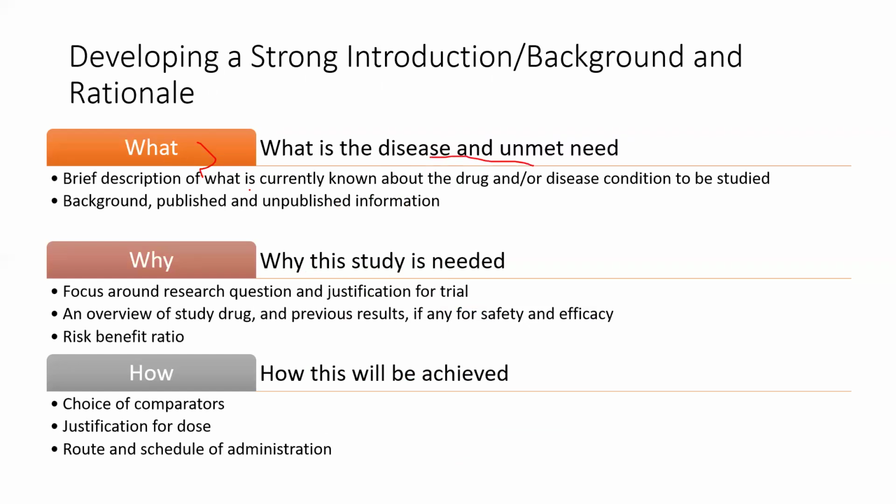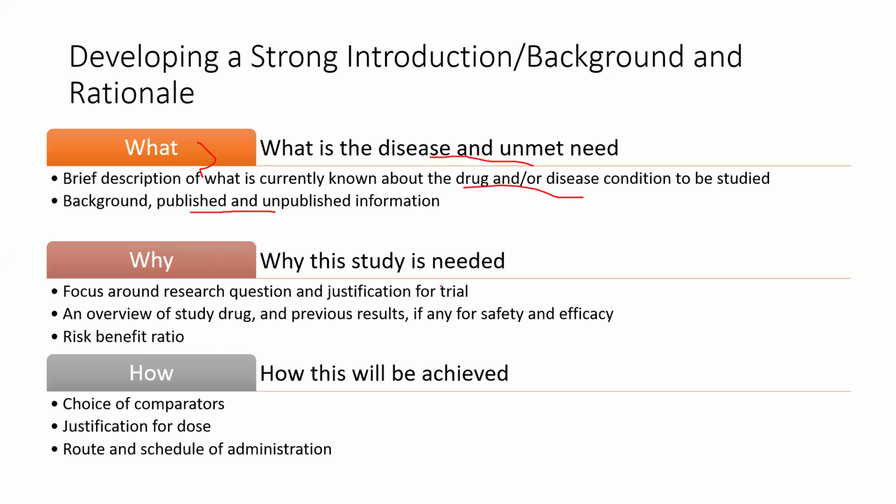what the disease is and the unmet need. Give a brief description of what is currently known about the drug and the disease condition under study. What is currently known? How much is the disease burden? What current treatments are available? What is lacking in them? Background includes published and unpublished information, any information which is available. Unpublished may be animal study information that you have done and are quoting there.